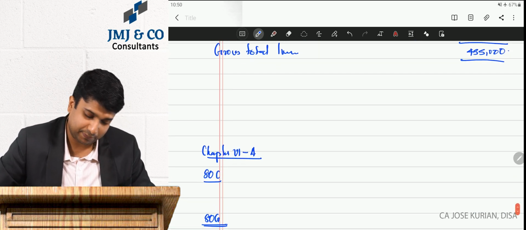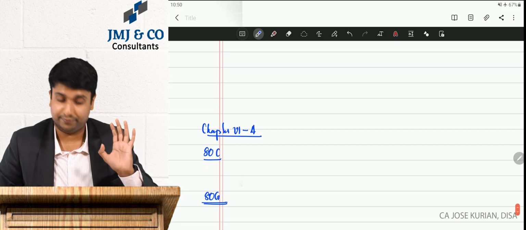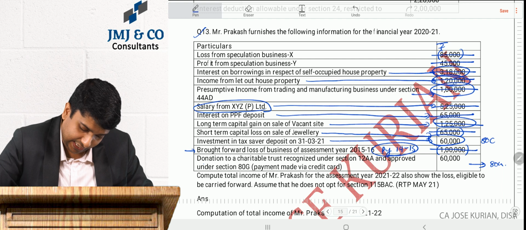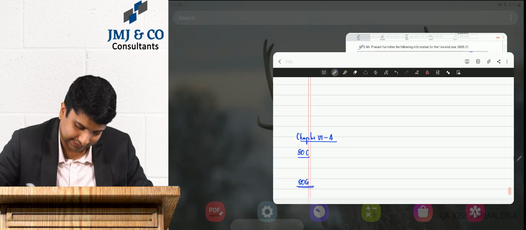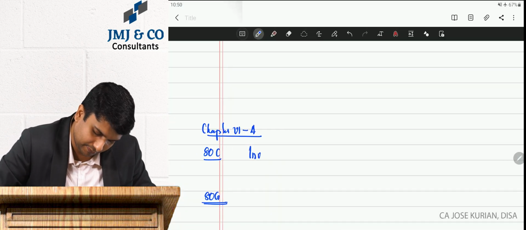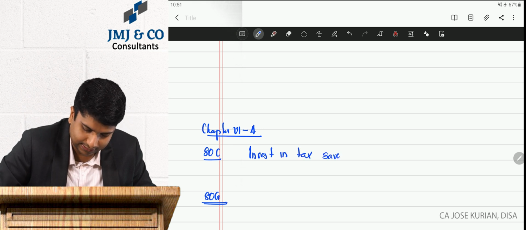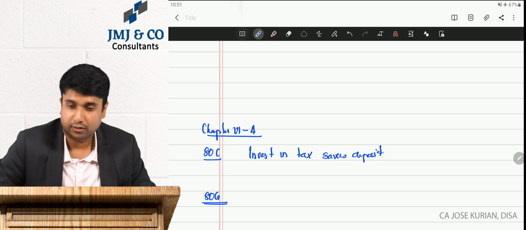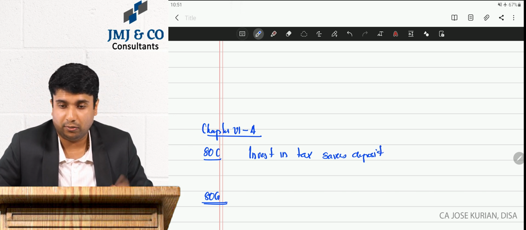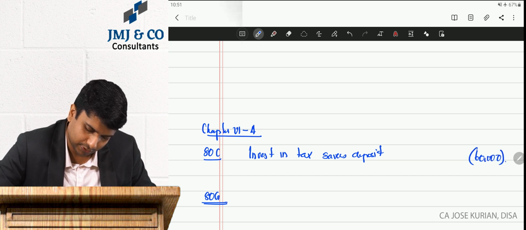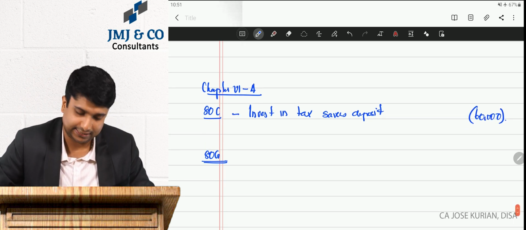Now let's move on to the Chapter 6A deductions. Hope till now it is clear. In Chapter 6A deductions, you have two items. Number one, investment in tax savers deposit of 60,000. That is an 80C deductible item. Investment in tax savers deposit, and the amount is 60,000. You can definitely deduct that.